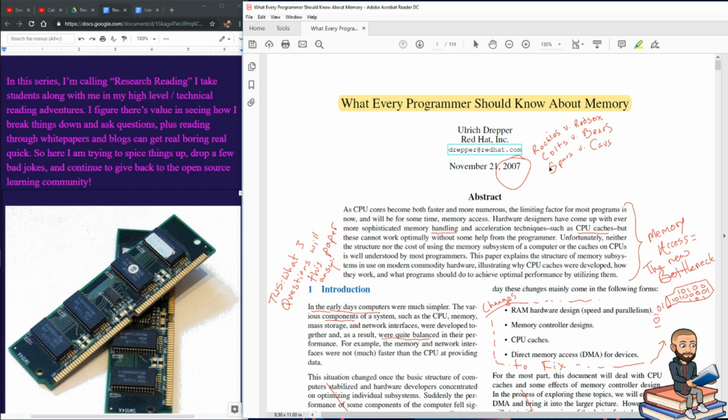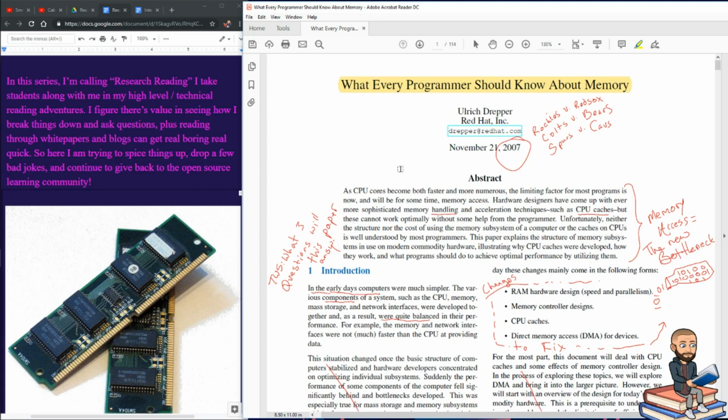Now, at times this paper gets really technical. I don't want to do that. I want to keep this pretty lighthearted and just try to make technical information pretty entertaining to learn. And some of this information will be a little dated because the paper came out in 2007.